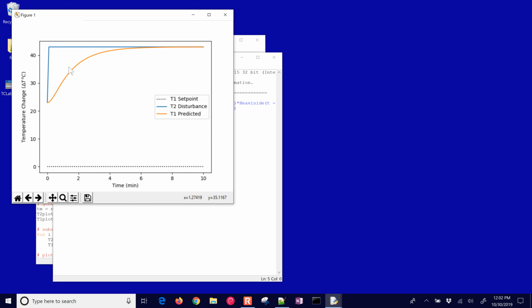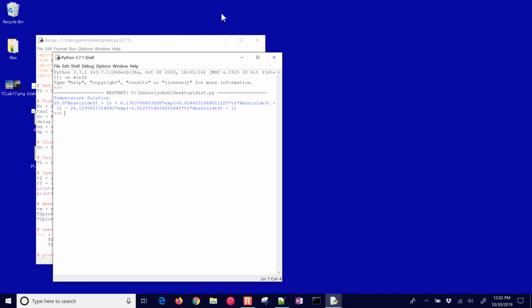So there I have the set point change from 23 to 43, and we just get rid of the T1 set point. Before it was the temperature change, and so if there's a disturbance we want to just keep it at the set point. But here you can see the response.